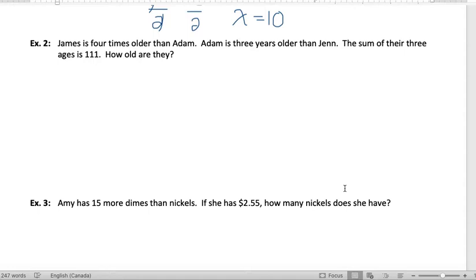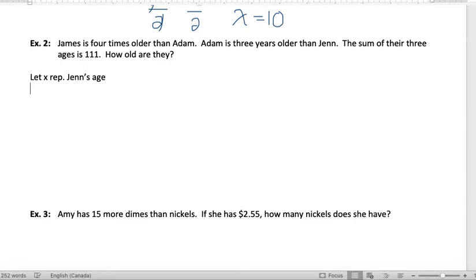So something is happening to Adam's age because James's age is 4 times Adam's age. And then something is happening with Adam's age. It's 3 years older than Jen. Jen's age is the base age, so Jen gets the variable x. We're going to let x represent Jen's age because she's kind of the base. Nothing's happening to her age. But then we've got to deal with Adam and James's age.